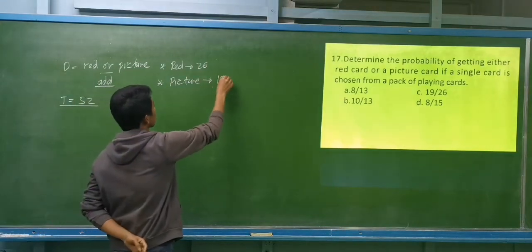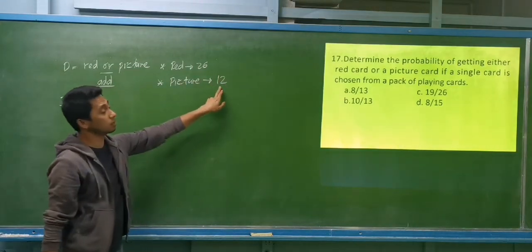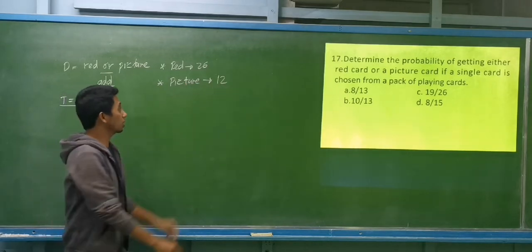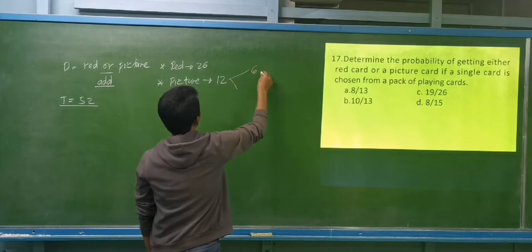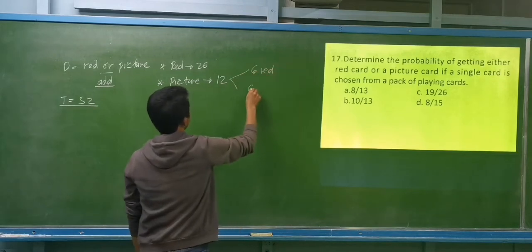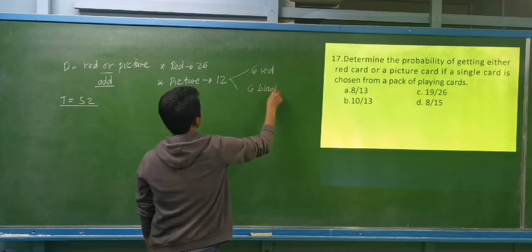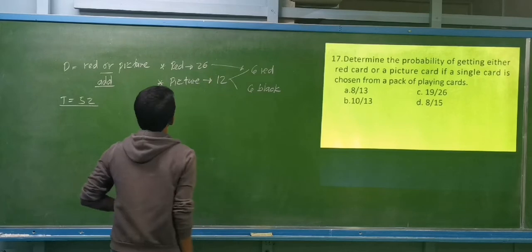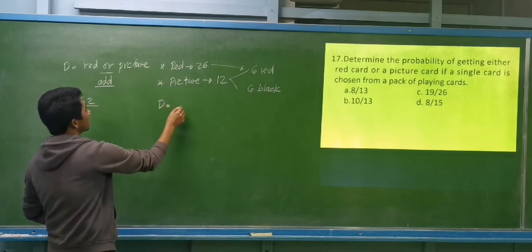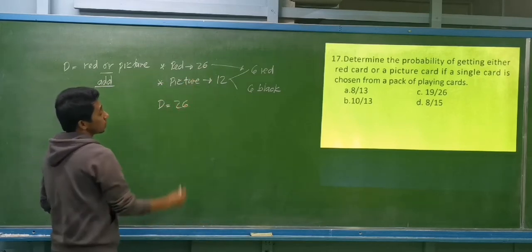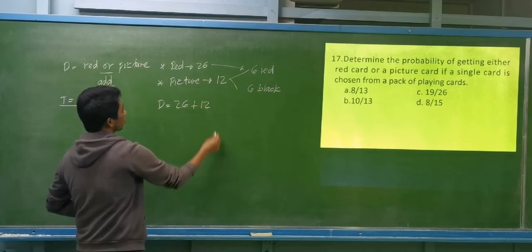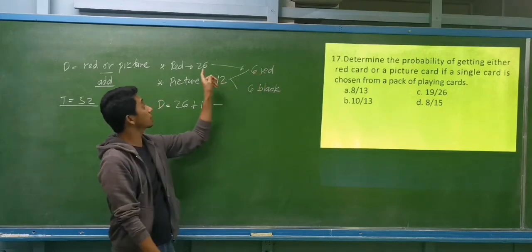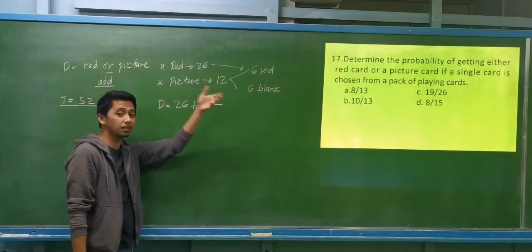So, that is 12. Pero, i-take note dito sa picture card, reminder, doon sa picture card na to, meron tayong 6 na red, tapos 6 na black. So, kung mapapansin nyo, redundant na yun dun sa red. So, yung desired natin is, meron tayong 26 na red, plus meron tayong 12 na picture, ibawas lang natin yung 6 na red at the same time picture. So, redundant kasi yun.